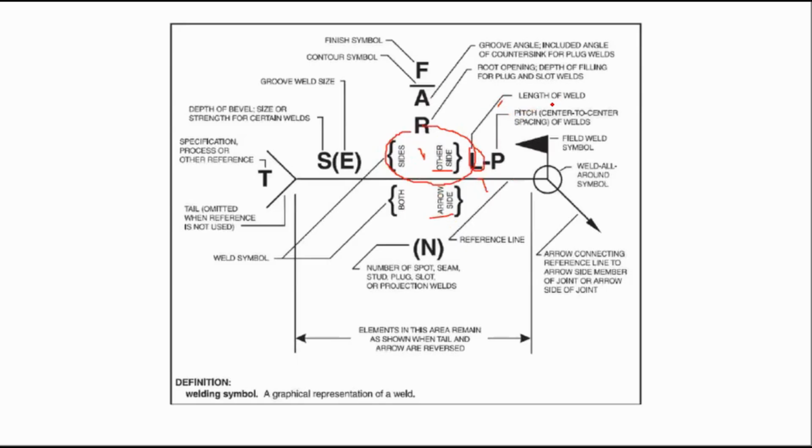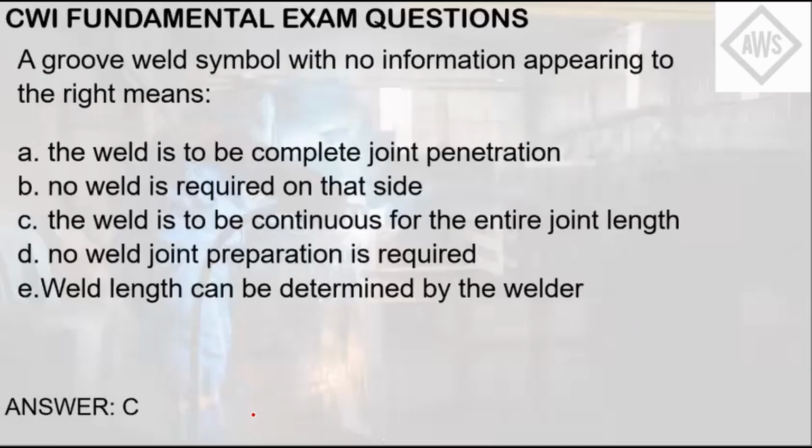If this is omitted, the length of the weld can be assumed to be continuous for the entire length of the joint. So if you have, say, a joint that is 3 inches, and the length of weld is not specified, then it is understood that the length of the weld is also 3 inches. So the answer here is letter C. The weld is to be continuous for the entire joint length.